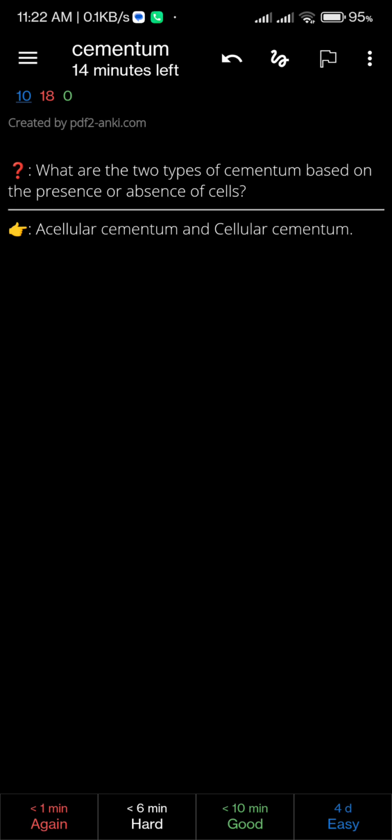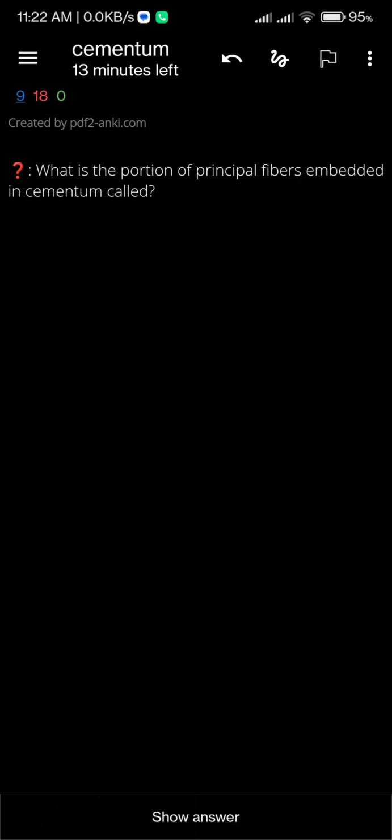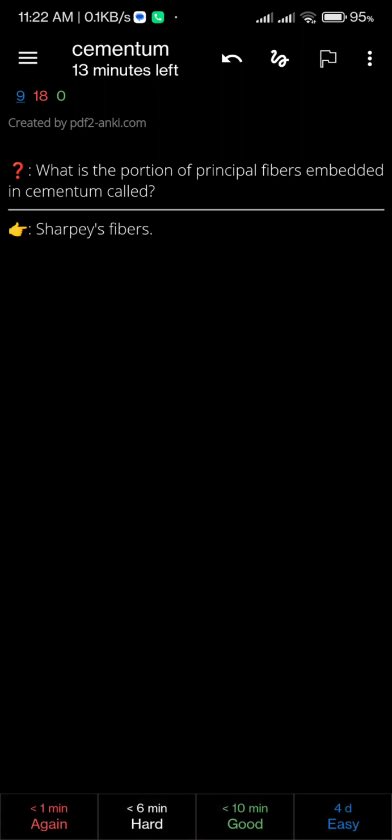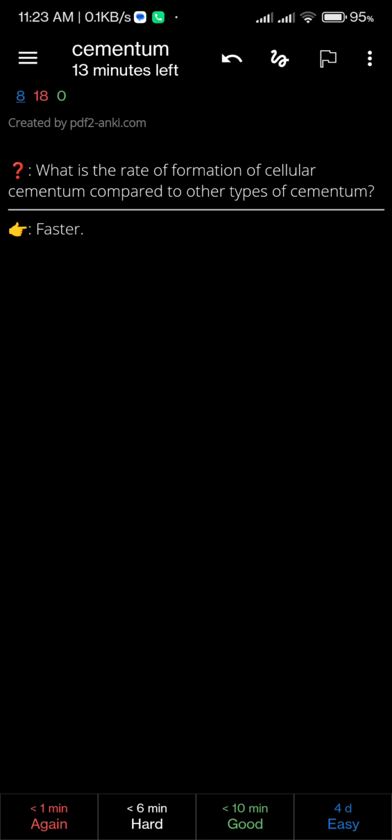What are the two types of cementum based on presence or absence of cells? Cellular and acellular cementum. What is the portion of principal fibers embedded in cementum called? Sharpey's fibers. What is the rate of formation of cellular cementum compared to other types of cementum? It is faster.